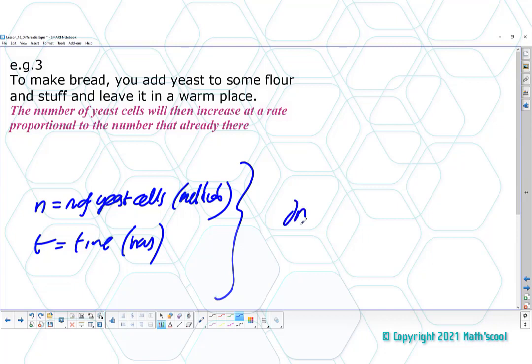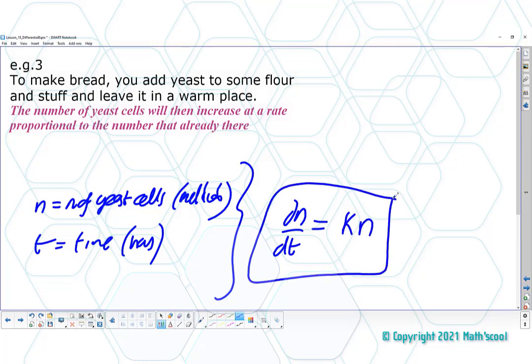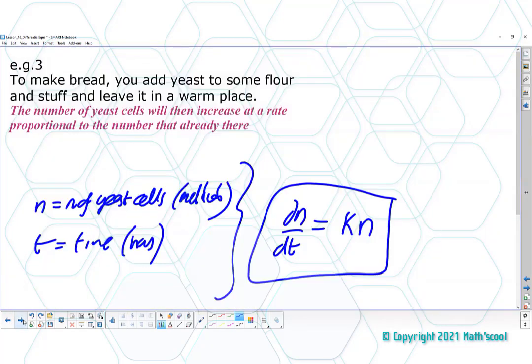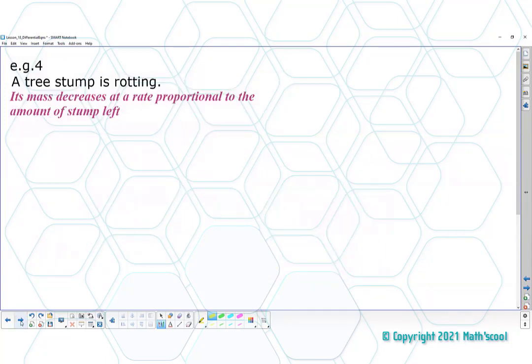dN by dt equals kN. It's the same one as we had with the little boy and his bacteria. It's the same differential equation. That's the exponential growth differential equation. It's going to come up a lot. We're going to see it a lot. As soon as we see this, we're going to shout out exponential growth. So we know that. We'll be familiar with it.